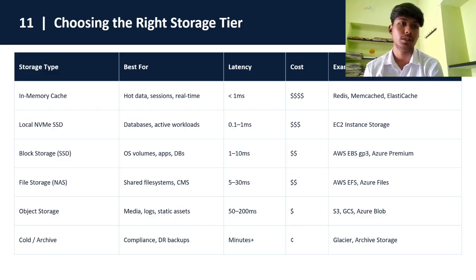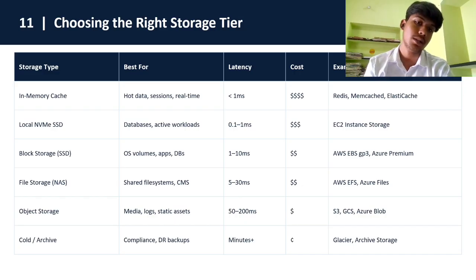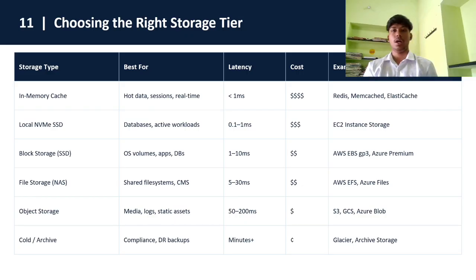Next one is block storage, which is our SSD. Best for OS volumes, apps and databases. Examples are AWS EBS gp3 and Azure Premium, which is best for our operating system and application files. A good balance of speed and cost, we can say. And file storage is for shared file systems and CMS. The latency is 5 to 30 milliseconds, but this is much cheaper than the previous storage types.